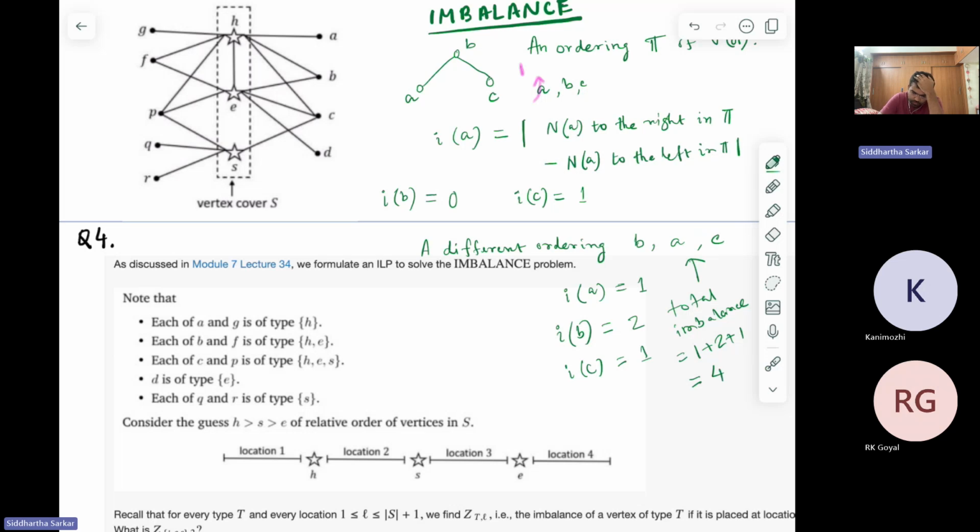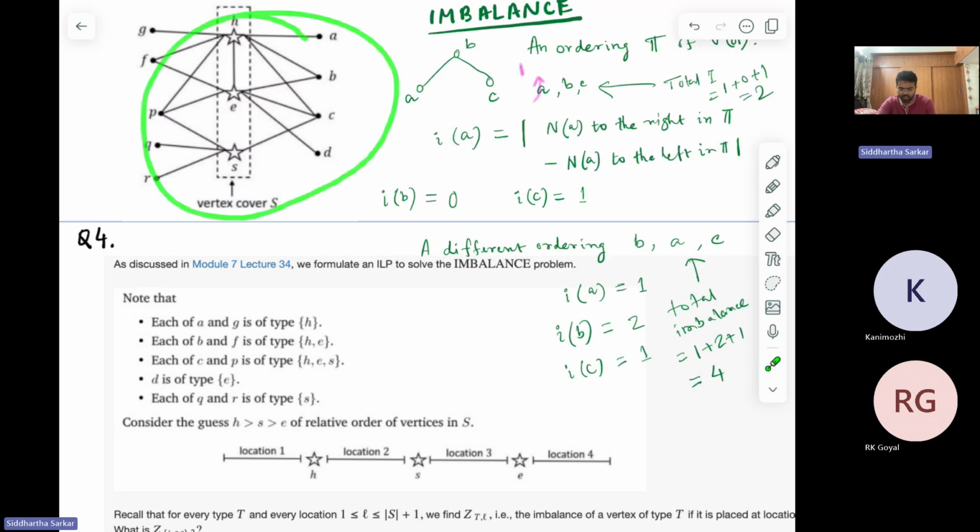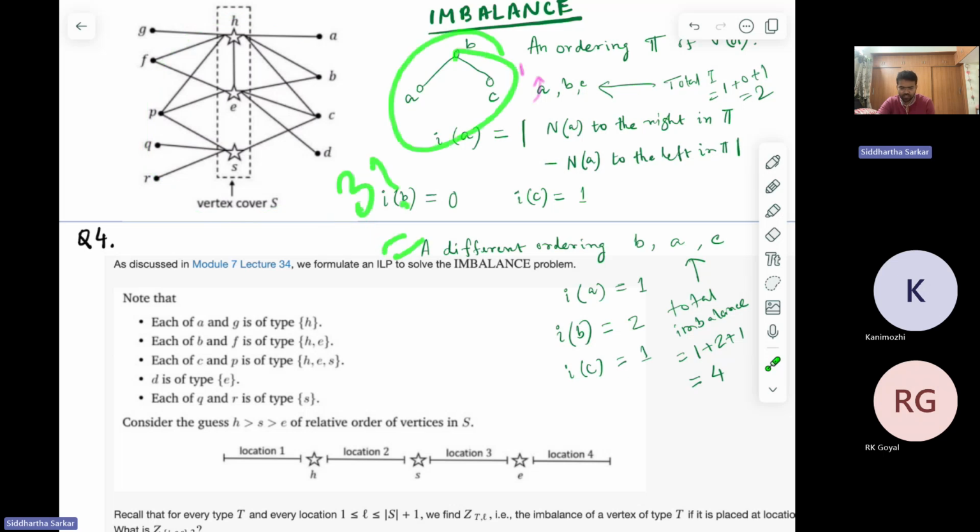Whereas the total imbalance with respect to this ordering is only 1 plus 0 plus 1, that is 2. So we want to find that ordering where imbalance is minimized. Is that understood? Yes, yes. So it depends on what is the order. So how many possible orderings are there for n vertices? N factorial. So in this graph, there were three factorial, that is 6 possible orderings, and with all the 6 orderings, you have to check which one minimizes the total imbalance, and that is your answer.